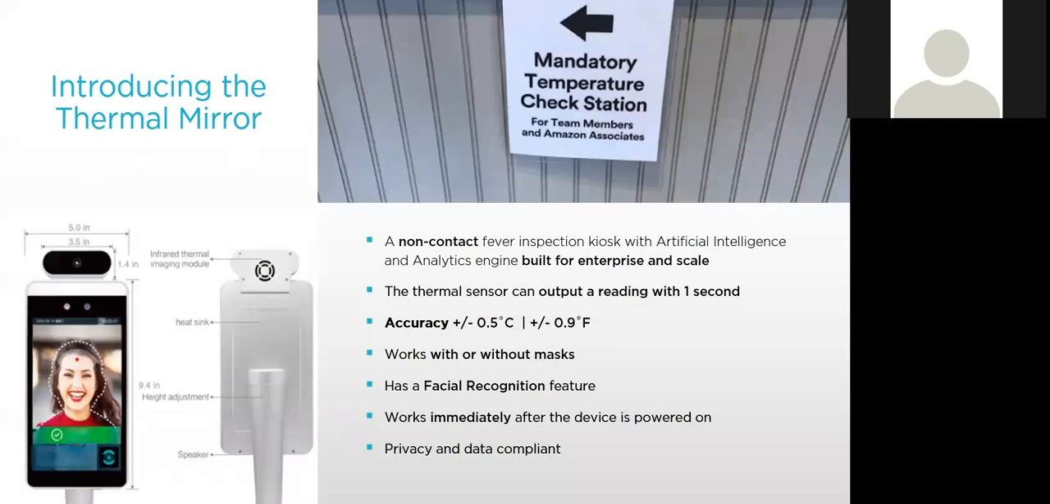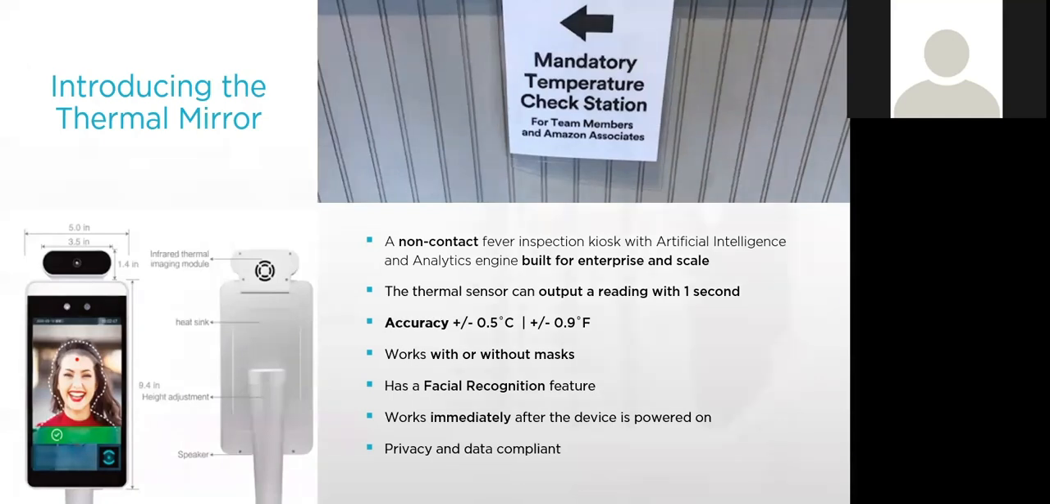The thermal mirror is a non-contact fever inspection kiosk. It is built for enterprise and scale. It's relatively quick. It takes about 1 second to align it and take your temperature. You're typically 18 to 24 inches away from the device. It is very accurate. It's accurate within 0.9 degrees or 9 tenths Fahrenheit, which, by the way, meets the FDA recommendation. Works with or without a mask. It has facial recognition software and features built into it. We ship it out of here configured and ready to go immediately.